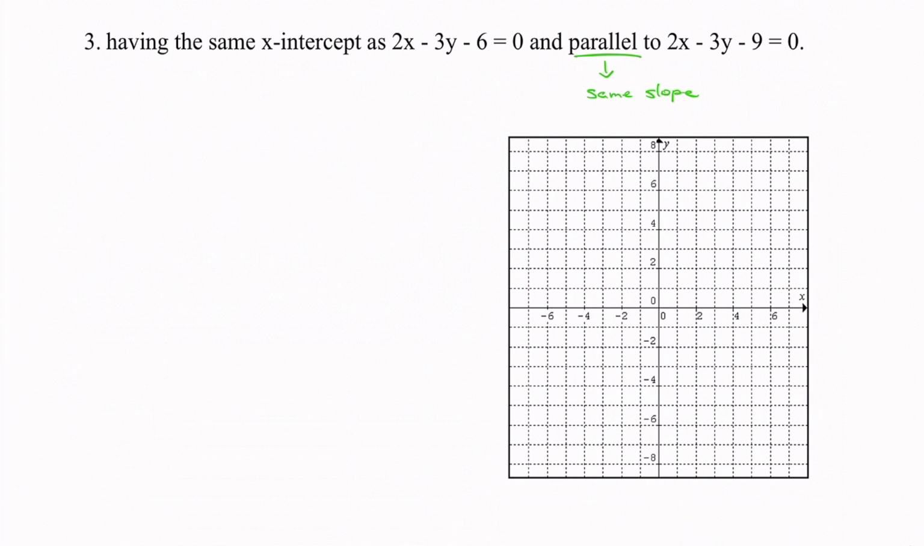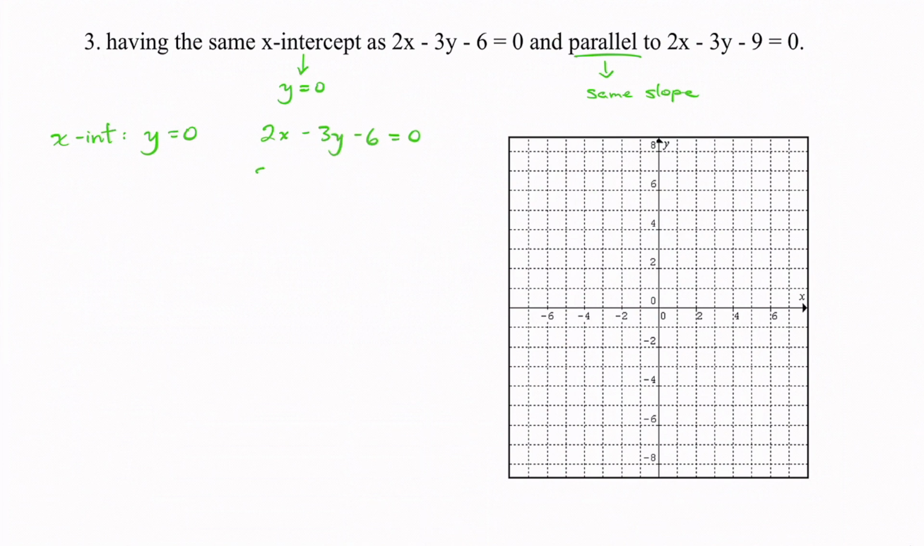So first let's use this one, and let's find, it said it had the same x-intercept. So that's going to give us a point. And remember, x-intercepts occur when y equals 0. So let's find this x-intercept. This is when y is going to equal 0. So essentially I'm going to take this equation and change the y to be a 0. So it was 2x minus 3y minus 6 equals 0.